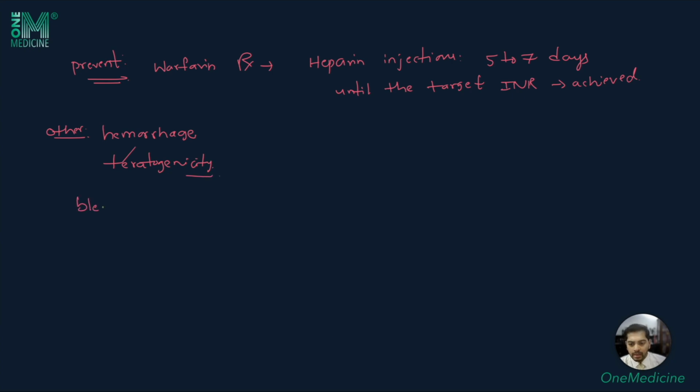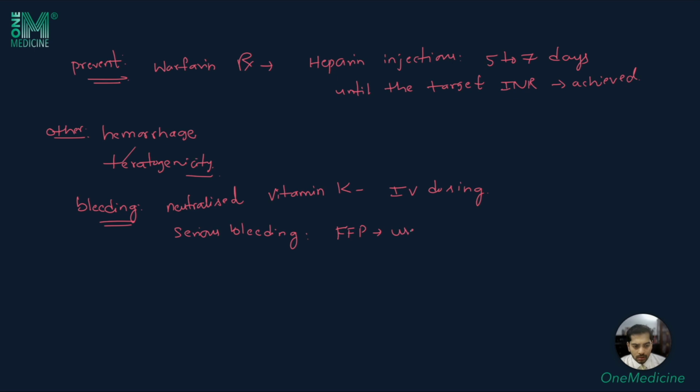In cases of bleeding, the warfarin effects are neutralized by administration of vitamin K in IV dosing. In patients with serious bleeding, FFP can be used for urgent reversal. Let us now look into some of the drug interactions in warfarin therapy.